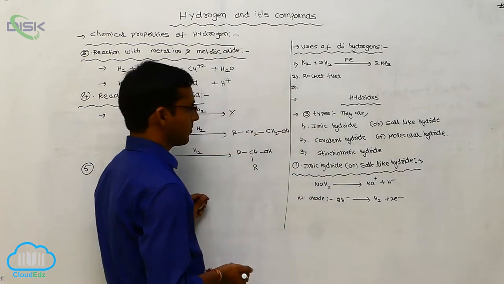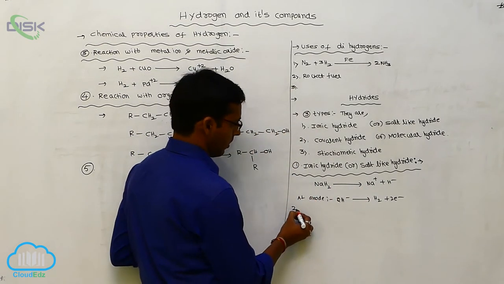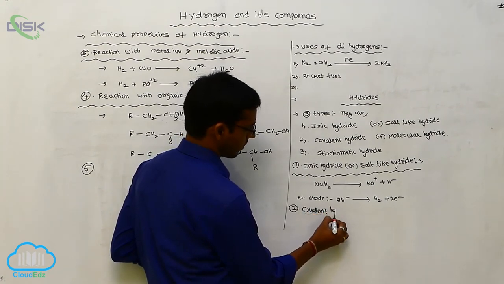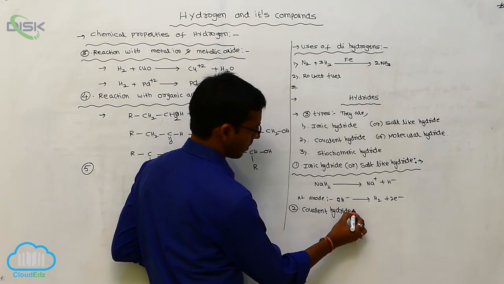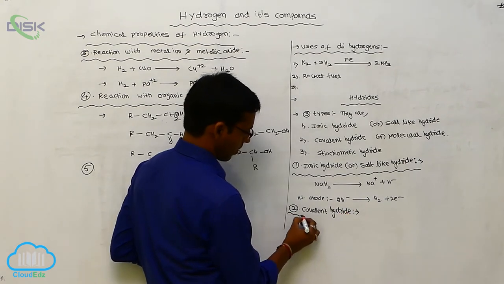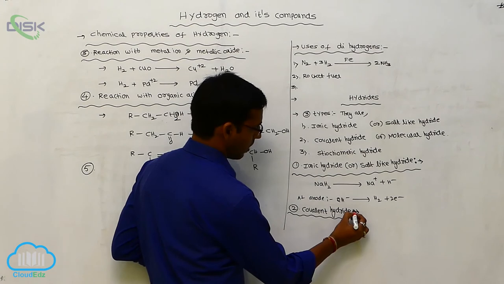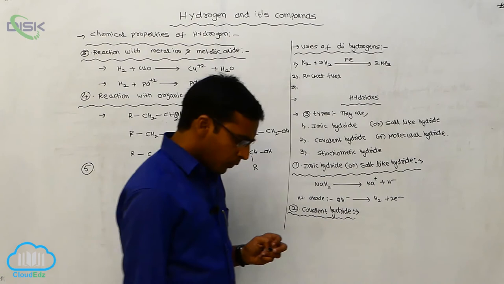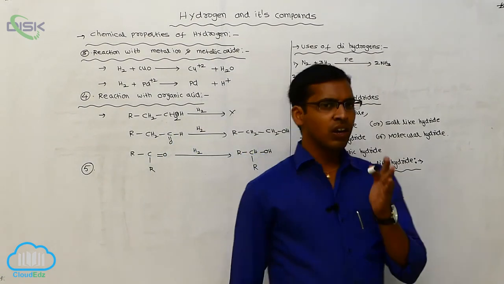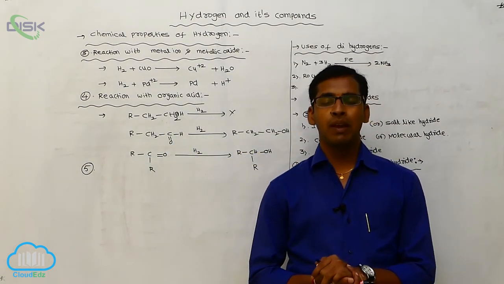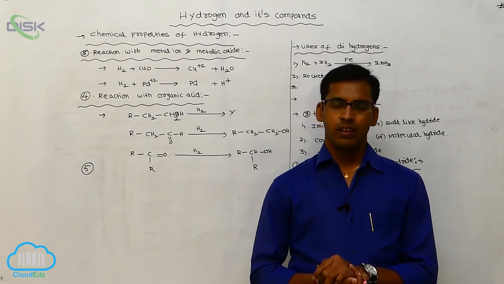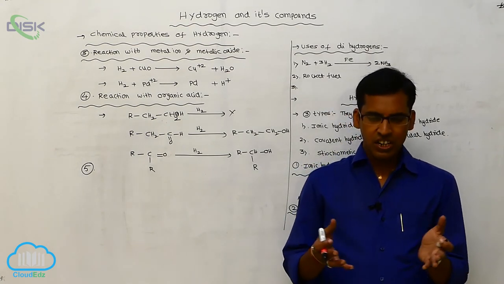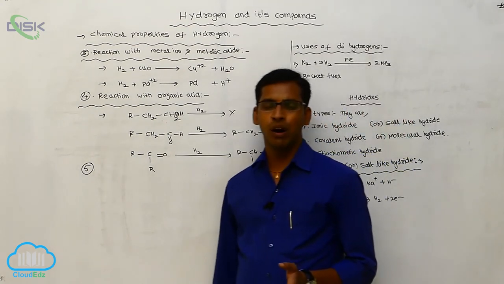And after this, we discuss covalent hydrides. Covalent hydrides means these covalent hydrides are produced from p-block elements. Covalent means the mutual sharing of electrons produces a covalent bond.